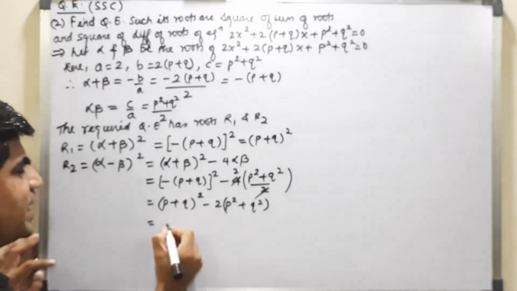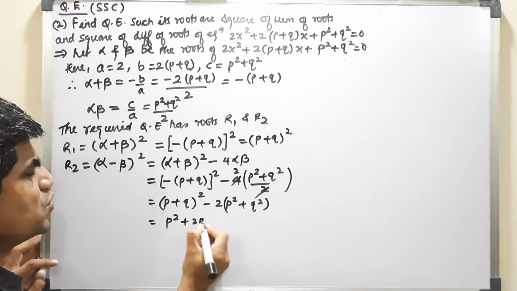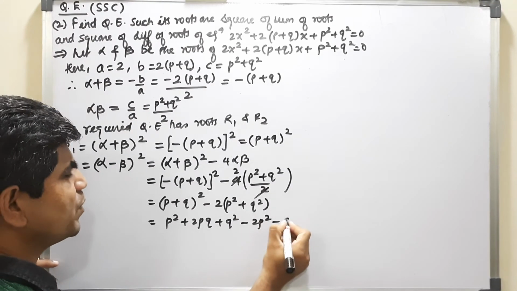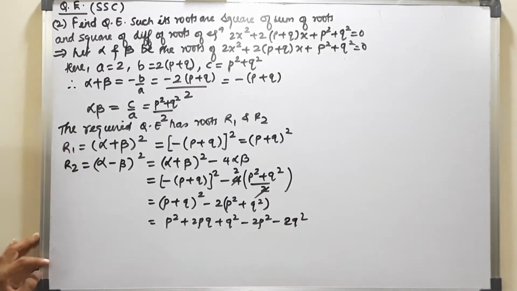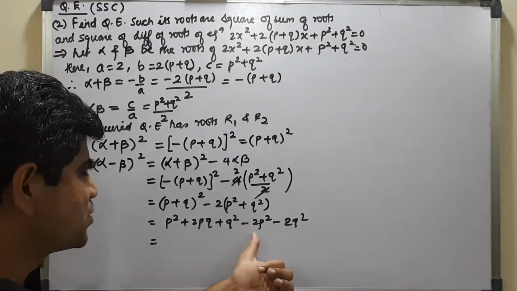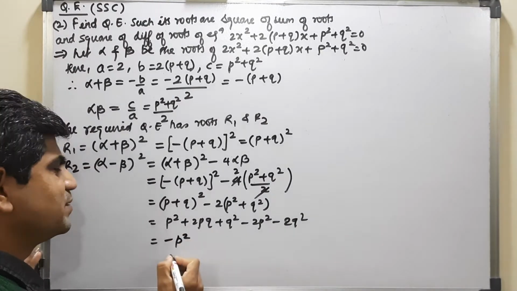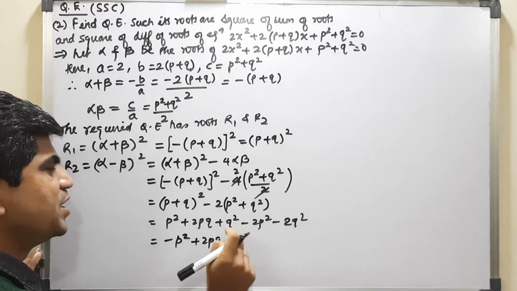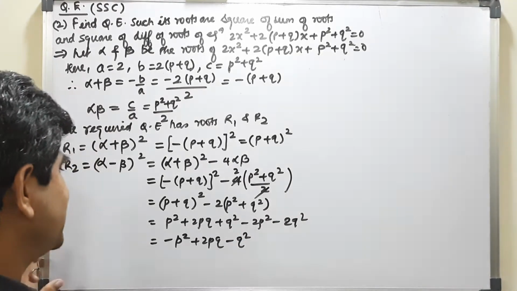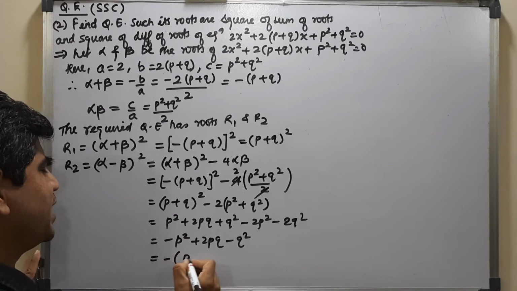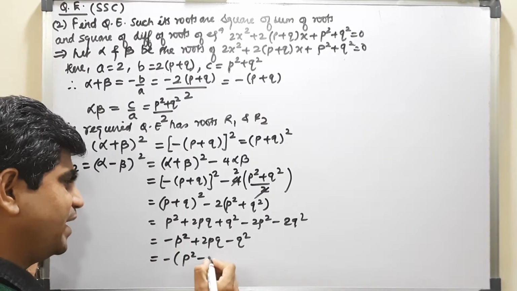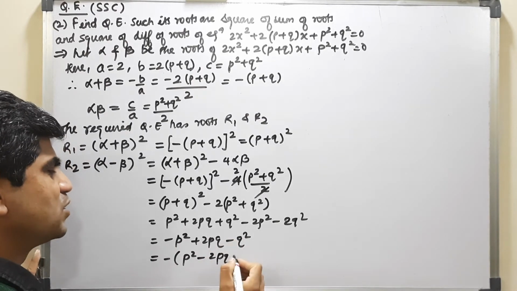So when I open it, it is a square plus 2ab plus b square minus 2p square minus 2q square. So like terms will subtract. P square minus 2p square is minus p square plus 2pq. Q square minus 2 is equal to minus q square. I would better take minus common, minus into bracket p square. This minus has come outside, the plus will become minus, and this will also become plus.